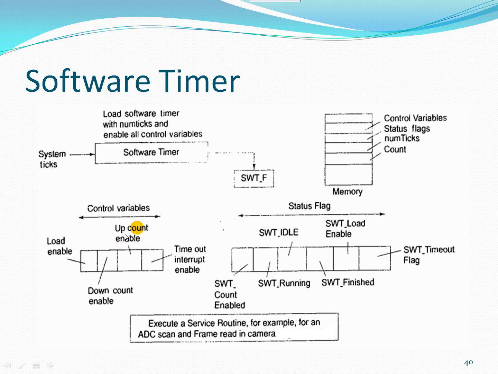So after giving these enable bits, this enable status bit will be enabled. If the software timer is running, this bit will be enabled, and if the software timer is idle, this bit will be enabled. If that counting is finished, then this SWT finished bit will be enabled, and the load enable will be the same for the particular bit. If it is loaded and this timer is started, then this SWT load enable will be enabled. So these are all the main memory flags which we are using for the software timers.